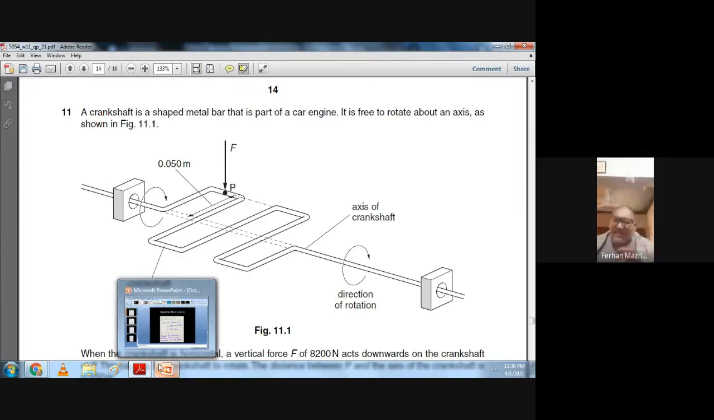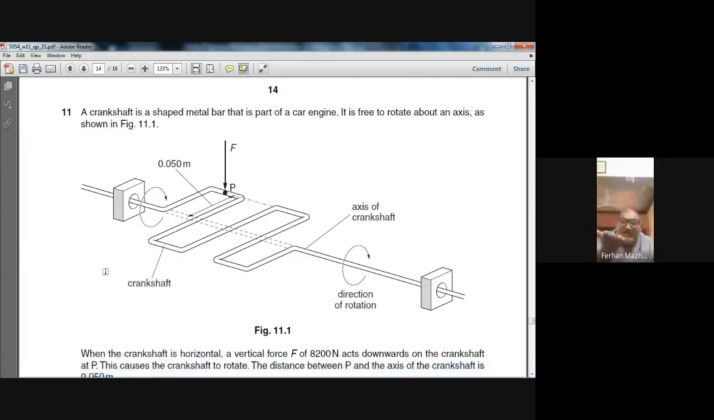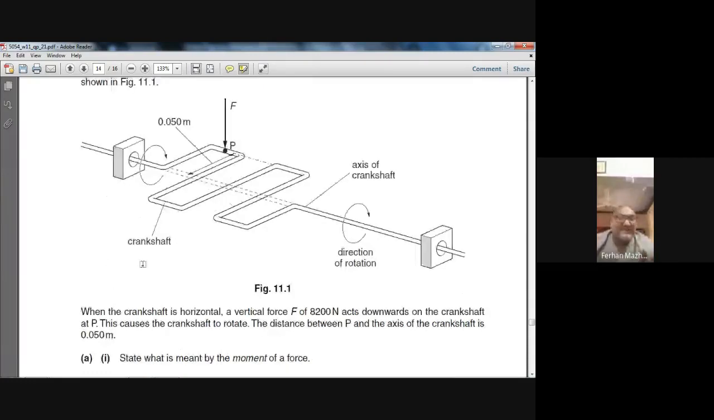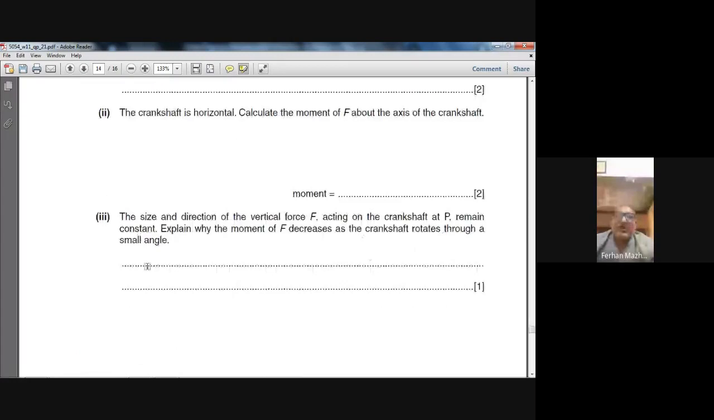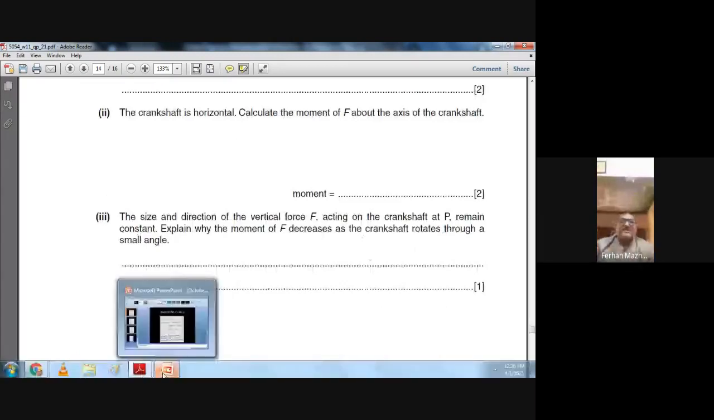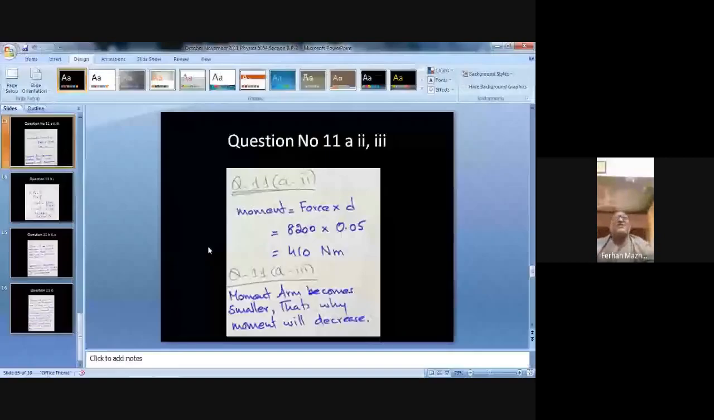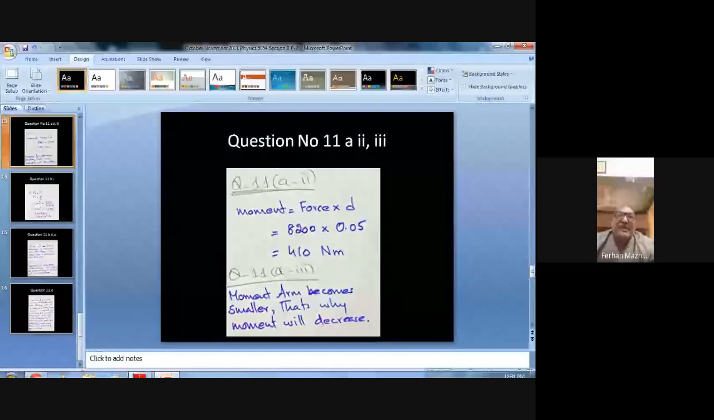It's a little tricky concept, because when this rotates, the line of action of the weight is still the same. The direction of the force is still the same, so the distance between that line of action and the axis will become smaller. The moment arm will become smaller. That's why the moment will become smaller. I have written this answer. It's not an easy concept to comprehend, but the answer is very simple: the moment arm becomes smaller, that's why the moment will decrease.